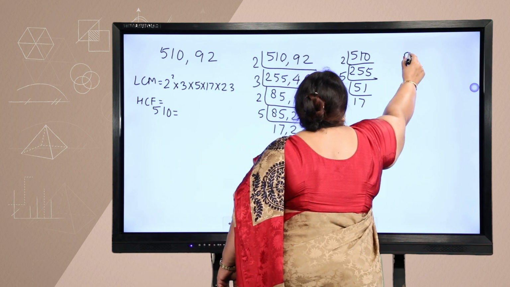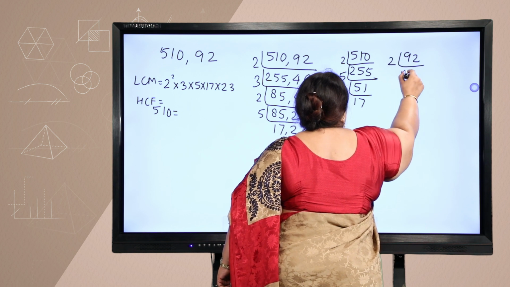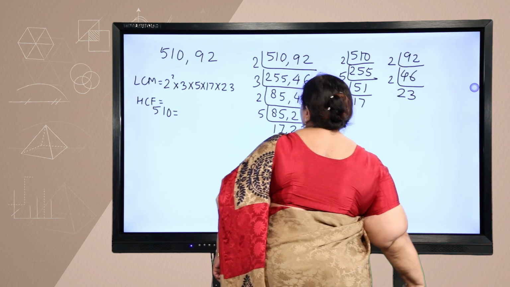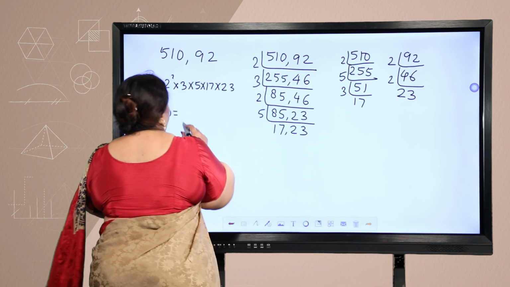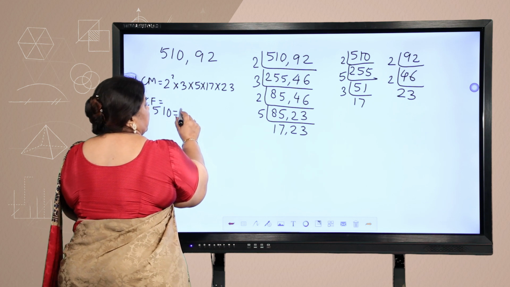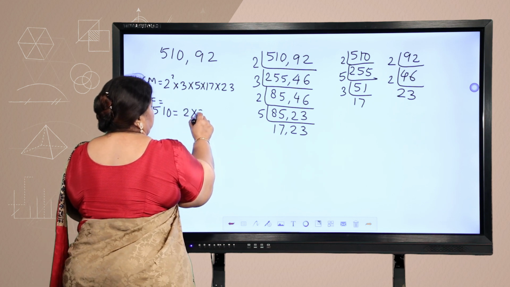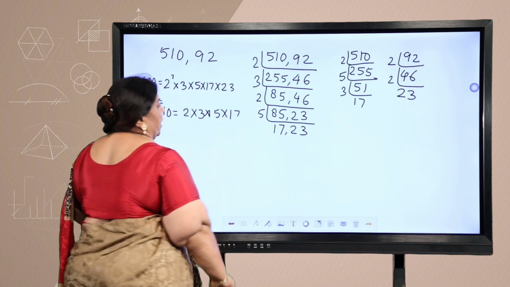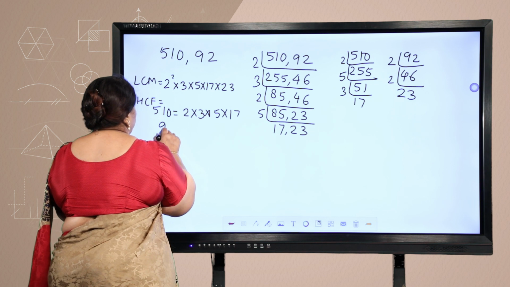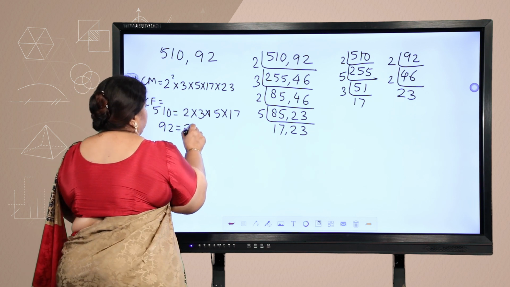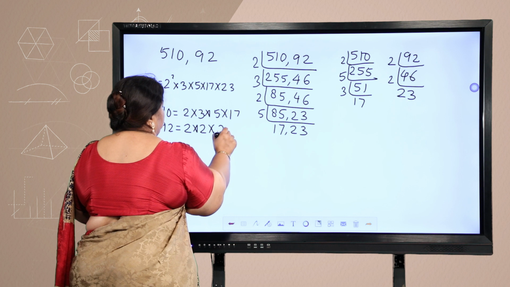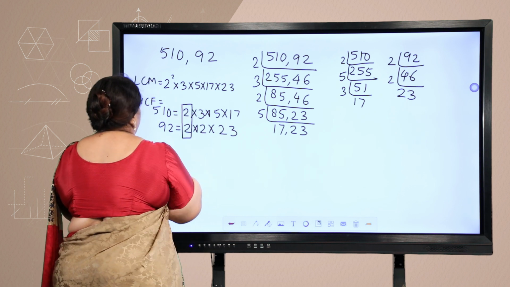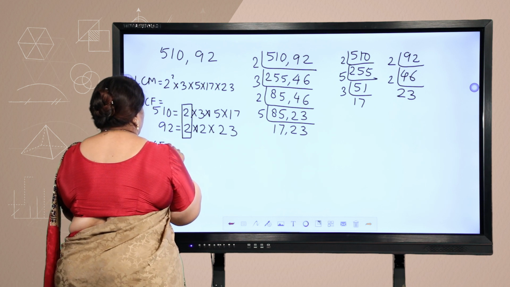Likewise, let us calculate for 92. What are the factors? 2 4s are 8, 2 2s are 4, 2 3s are 6, 23 is a prime number. So, we have the factors as 2 into 3 into 5 into 17 and factors of 92 are 2 into 2 into 23. I think only 2 is common. So, HCF is 2.